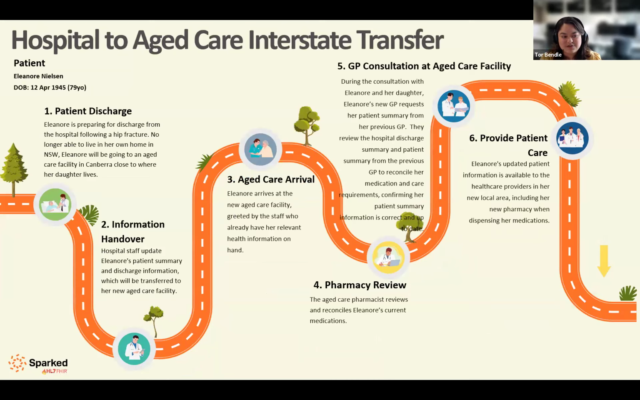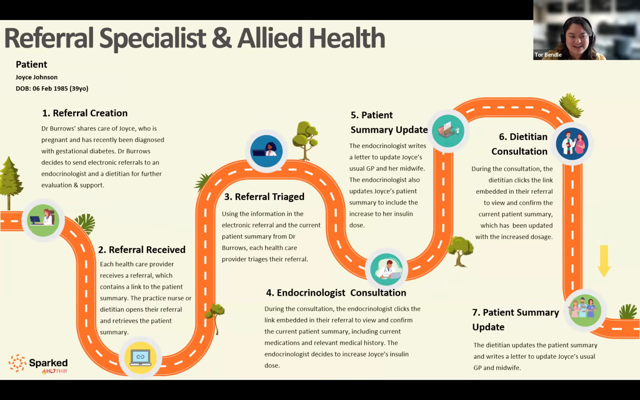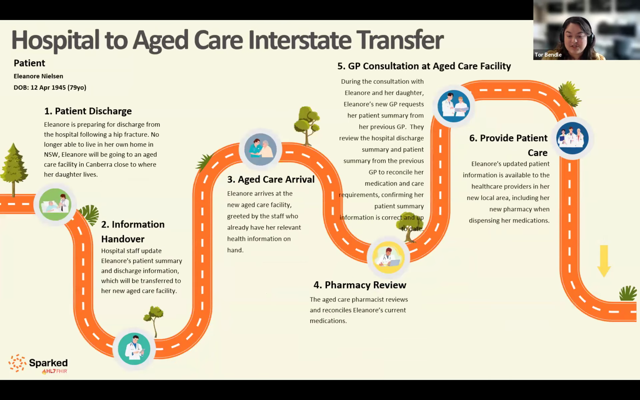So that covers off that scenario. We'll move on to the next one, which is hospital to aged care interstate transfer. And I think, again, noting this was the additional scenario that was added that didn't specifically align to a technical use case, but it is essentially where the patient summary is a supplementary item again. And this was requested by the clinical focus group in order to highlight a more complicated but common scenario for our elderly patients.